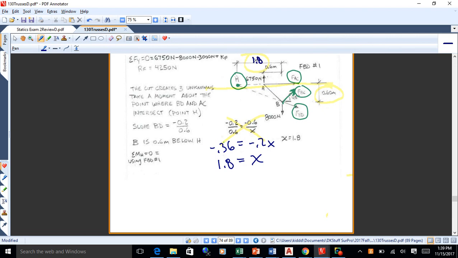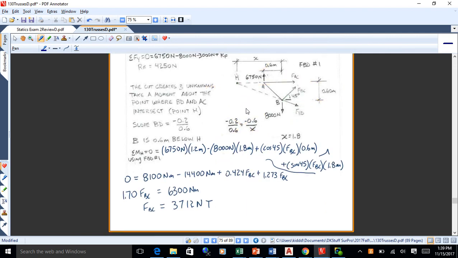So if I project that line BD, by the time it hits that top horizontal line that starts at A and goes over horizontally, it's going to run 1.8. That's what it's going to do. So that's x. All right, and now I can use that and take moments about that point now that I know where it's at.